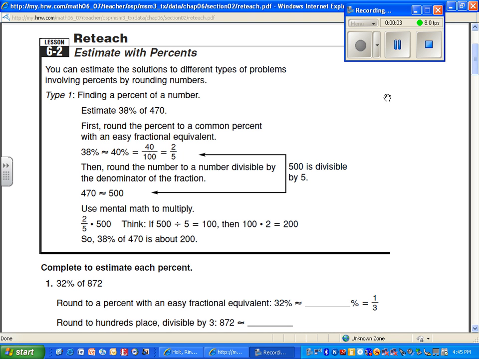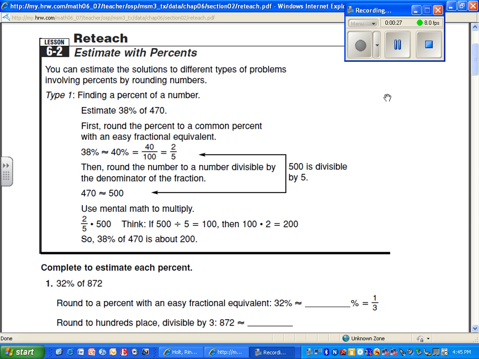Okay, this is Ms. Whitaker, and this is a lesson for pre-AP today. We are starting percents, and we're going to start out by estimating with percents. We've been talking over the past couple of years about converting back and forth between fraction, decimal, and percent, so you should know how to convert back and forth.